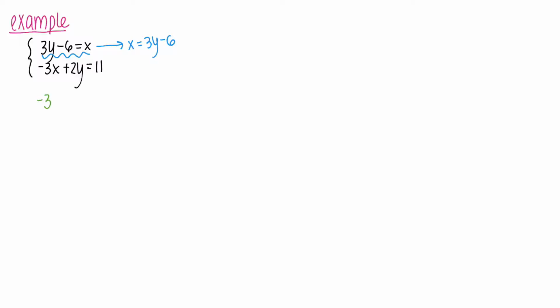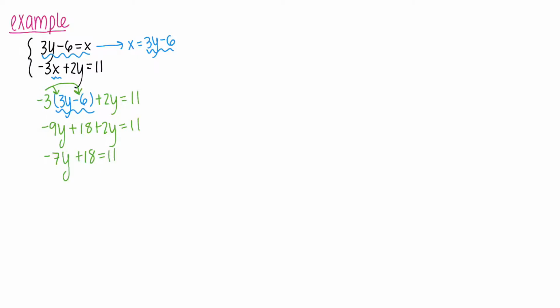We're good to go to the next step, which is plugging this in down here. So I have -3, and instead of x, I'm going to put in 3y minus 6. You need to use parentheses here. Plus 2y is equal to 11. Notice that we only have y's left at this point, which means that we are going to be able to solve for y. Distributing the -3, we get -9y plus 18 plus 2y is equal to 11. Combining like terms, we have -7y plus 18 is equal to 11.